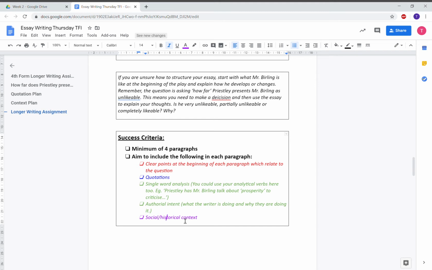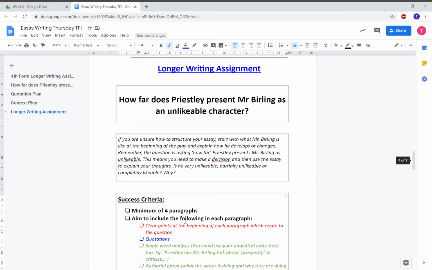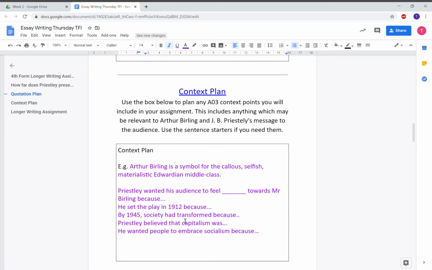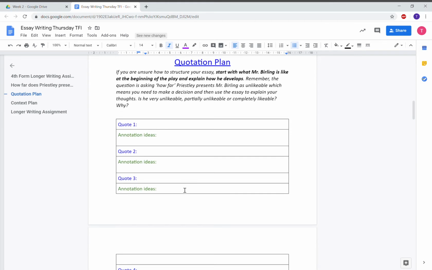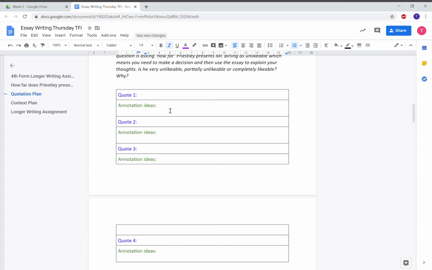It's asking quite a lot of you, so what we have done is we've created a planning section. Okay, so on Friday you're going to tackle this question here. We're going to ignore that completely today, and we are just going to plan. We're going to plan some context, and we are going to plan our quotations. So your quotation plan looks like this. It says quote 1, quote 2, quote 3, and quote 4, and then it says annotation ideas.